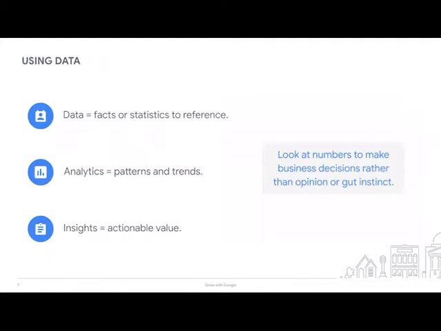So when it comes to using data, I want to define these terms a little bit more for you so that you understand what we're talking about here. Data are the facts or statistics. This is the raw numbers and information, like I said, that's being collected all the time. Analytics are patterns and trends within the data. So you take raw numbers and you compare them with each other and across a variety of different factors to create an analytics pattern or an analysis of that raw information.